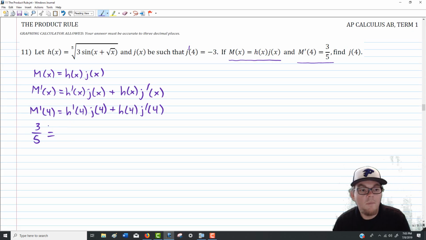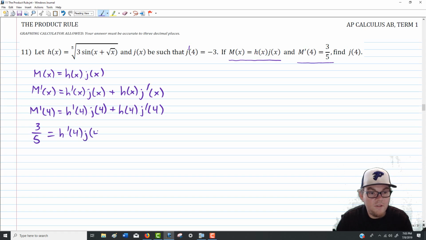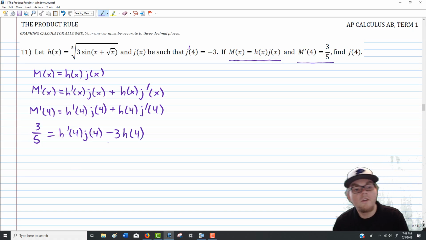Okay, so in looking here, we've got a bunch of different pieces. J of 4 we don't know. So here, carrying along for the moment, j of 4 is a mystery to us. But j prime of 4 is going to be -3. So I'm going to write this as minus 3 h of 4. So there's where we stand.